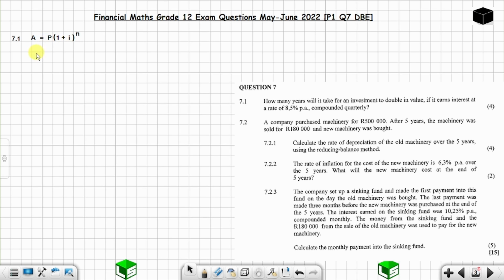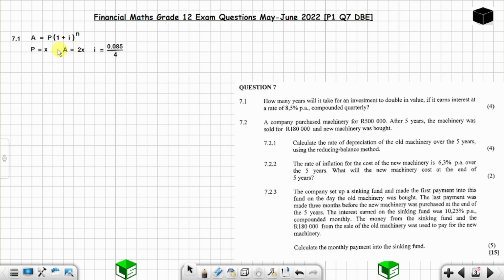The initial value, which is P, we are going to use x, and the final value A is going to be 2x because it doubles. The interest is 8.5% per annum divided by 100, which is 0.085, and you are going to divide by 4 because this is compounded quarterly. Now the question is, how many years will it take? You have to find n.